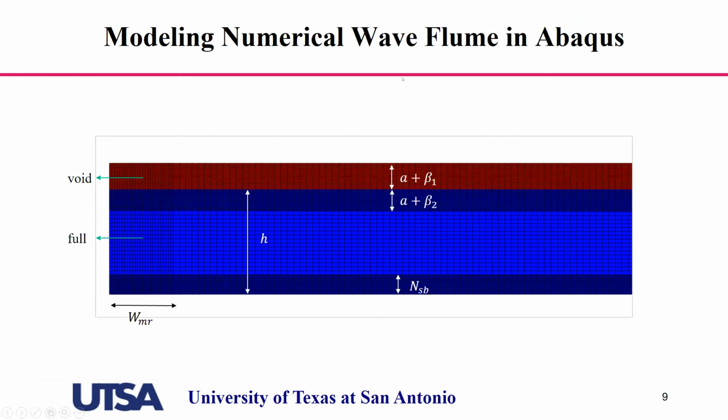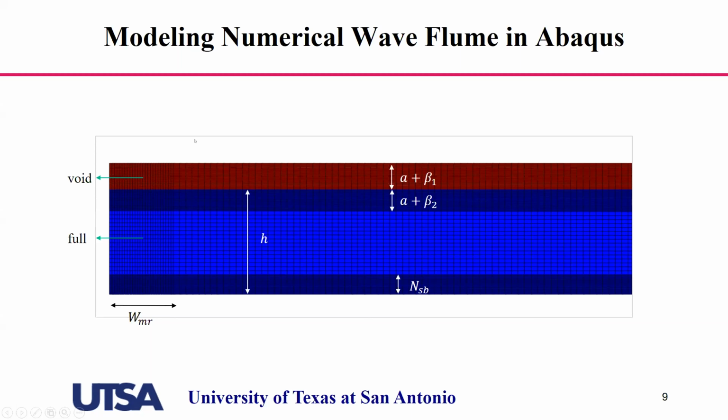Now we talk about the modeling of the numerical wave flume in Abaqus. We use the initial water height, which is H. At the beginning of the simulation, this whole region is filled with water, the blue region. The void region is red, which means there is no fluid. And there is WMR, which means the wave maker distance. We create this high mesh density region because in this region there will be a high velocity gradient. That's why we have NSB, the non-slip boundary condition, and that's why it's highly dense. Also within this region there is a high velocity gradient, so we use a very dense mesh at the very top of it.